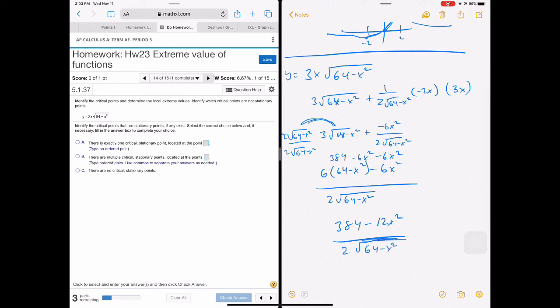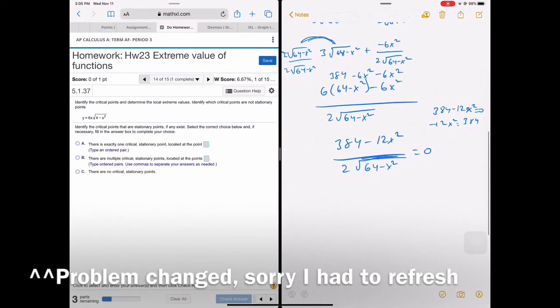Now, when does this equal 0? That means we're making the top go to 0. 384 minus 12x squared equals 0. We're going to get rid of the 384. Negative 12x squared equals negative 384. Okay, so we're going to make it go to 0. That's a negative. Then we divide both sides by 12.